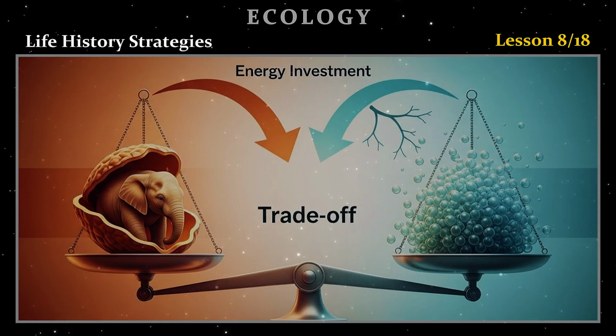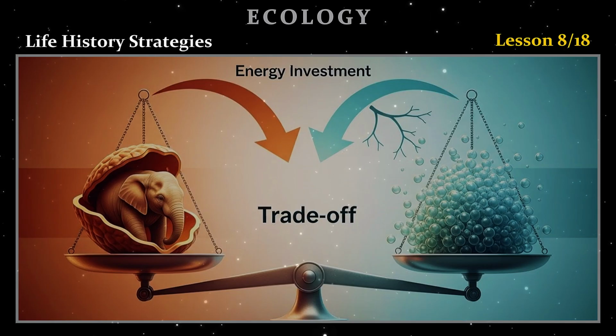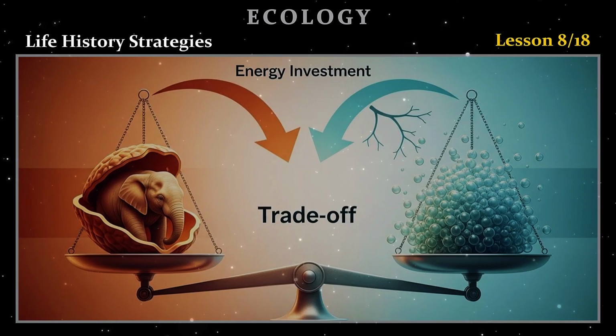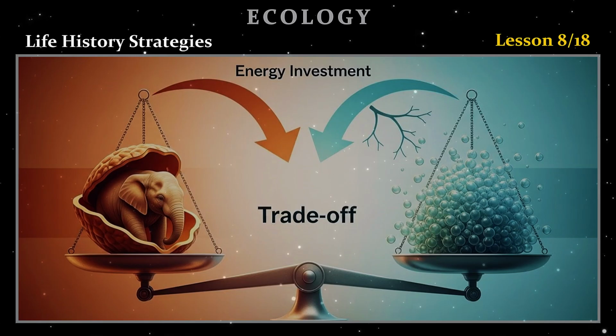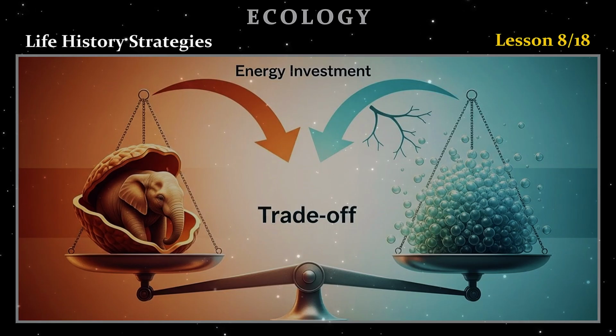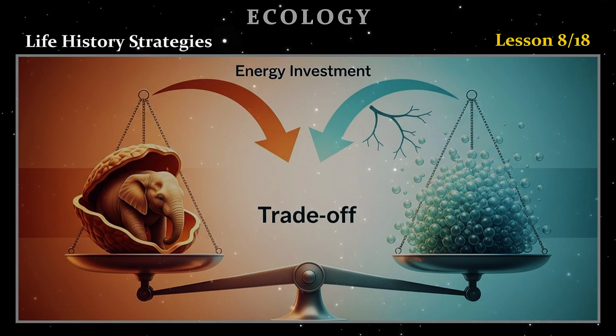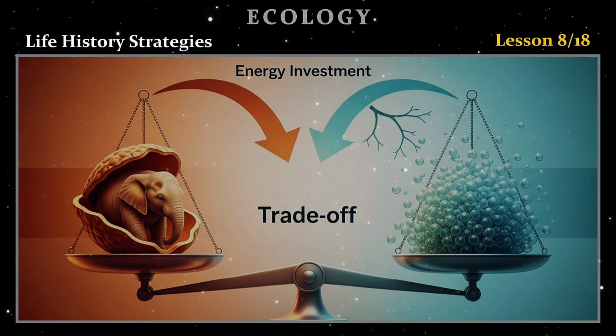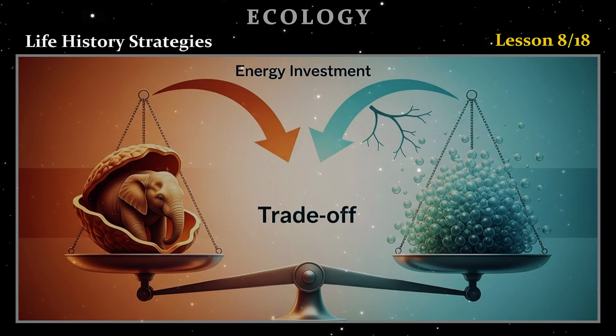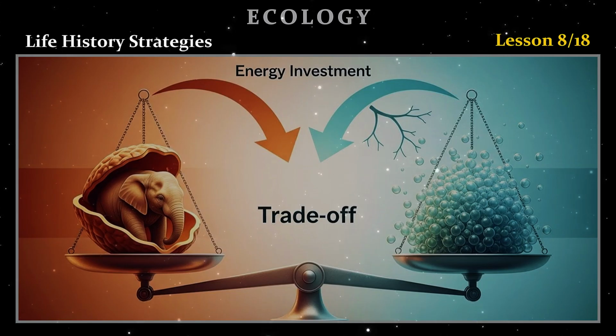It is important to remember that R and K are not two separate boxes. They are the ends of a sliding scale. A sea turtle is a confusing mix. It is large and long-lived, K traits, but it lays hundreds of eggs and abandons them, R traits. Nature is flexible, and many species occupy the grey area in the middle of the continuum.